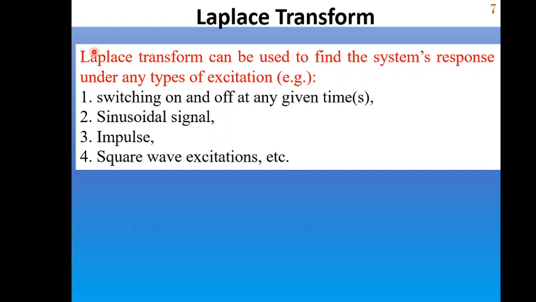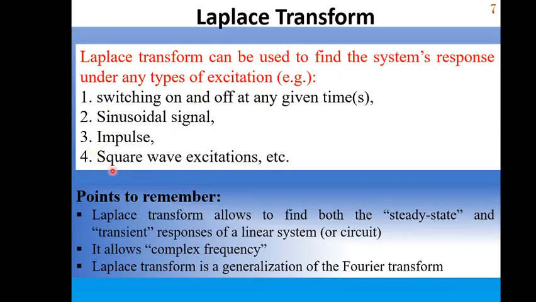Response of a linear system can be found under any types of excitation using Laplace transform. Some examples are shown here, such as switching on and off at any given time instance, sinusoidal input, impulse, or square wave. It can be summarized that Laplace transform deals with both steady state and transient response of a linear system. It allows complex frequency, and it is a generalization of Fourier transform.